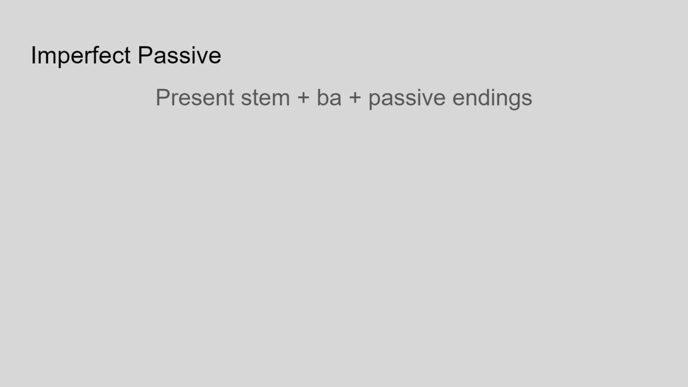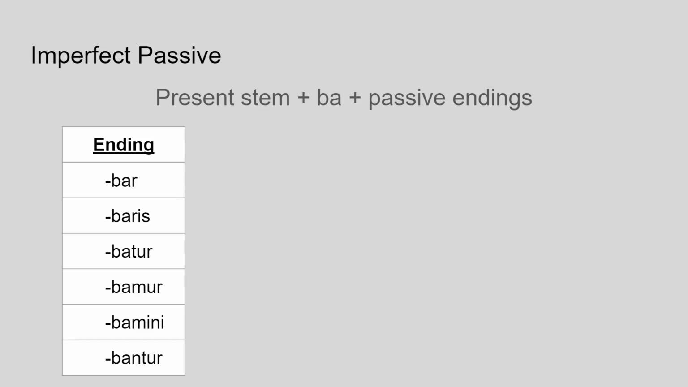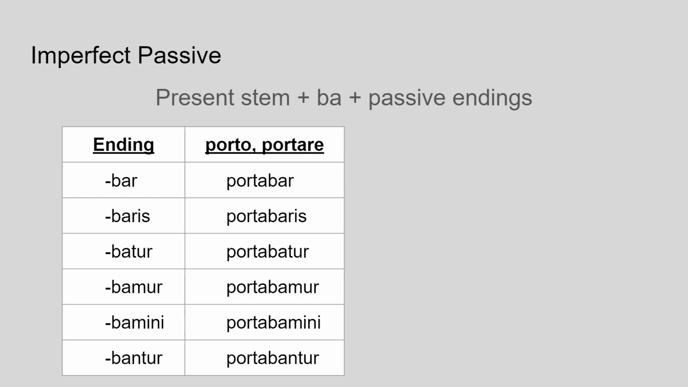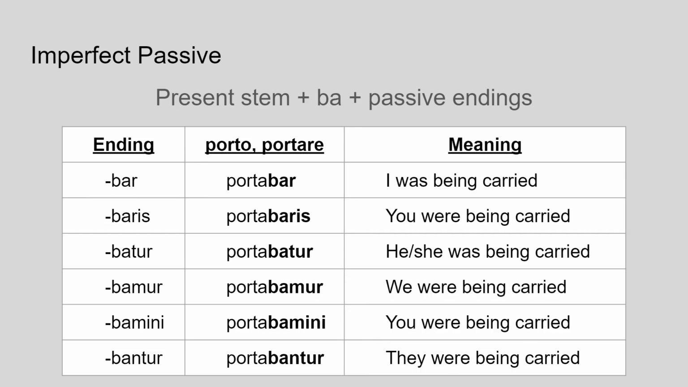So you have your present stem, your BA, and then the passive endings are tacked onto the end. So, for example, we have bar, baris, batur, bamur, bamini, bantur. So it's the same as the present passive endings, but with that BA syllable in the middle. So, for example, portabar, portabaris, portabatur, portabamur, portabamini, and portabantur. And they mean I was being carried, you were being carried, he, she was being carried, and so on.